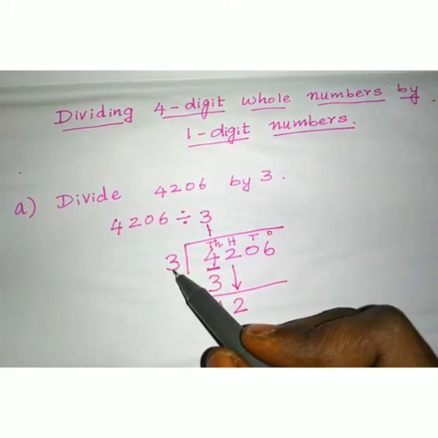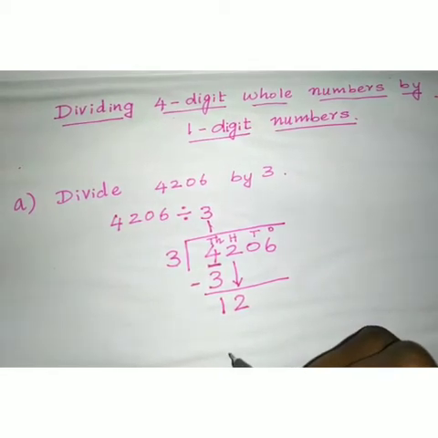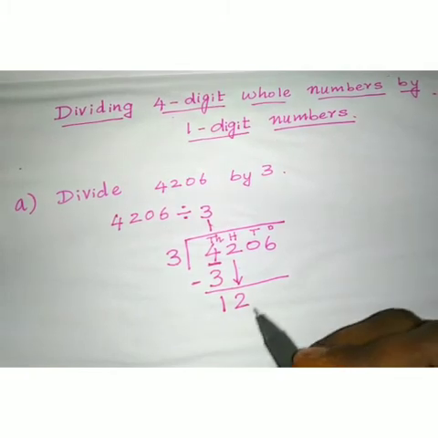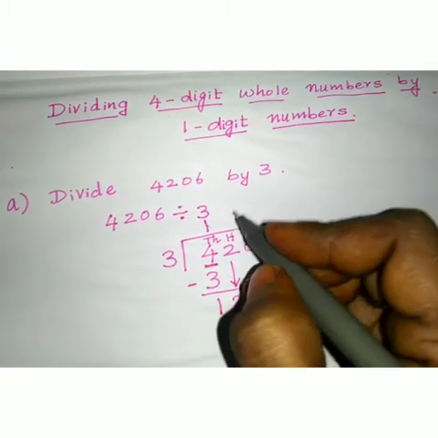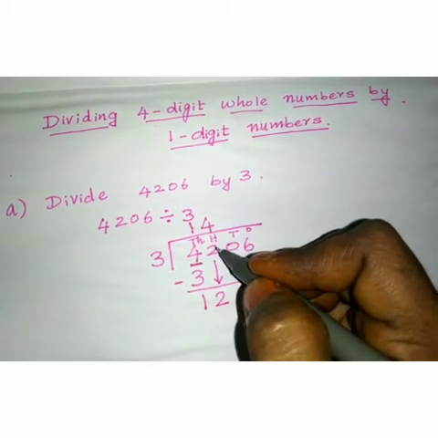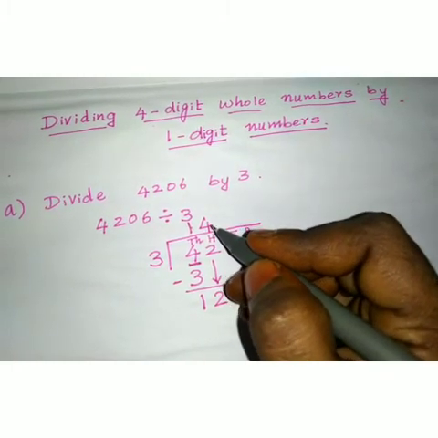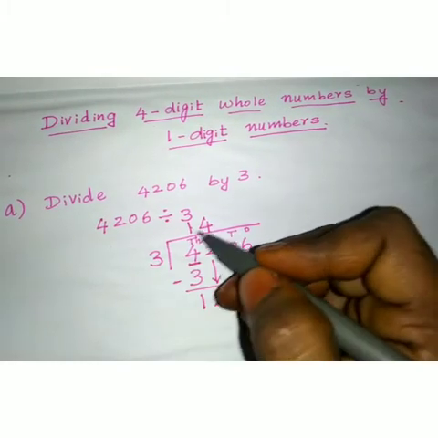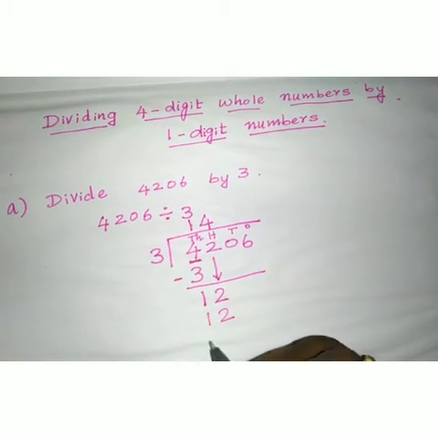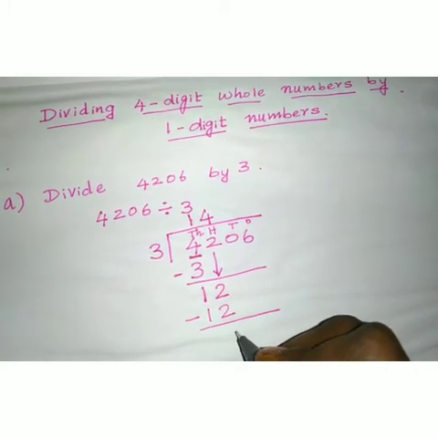Let me start multiplication table. 3 ones are 3. 3 twos are 6. 3 threes are 9. 3 fours are 12. We will get 12. The number 12, we will get it by multiplying with 4. Why am I writing 4 above hundreds place? Because we bring down 2, so I am writing this 4 above hundreds place. So 3 4s are 12. Now subtract these two values. 12 minus 12 is 0.